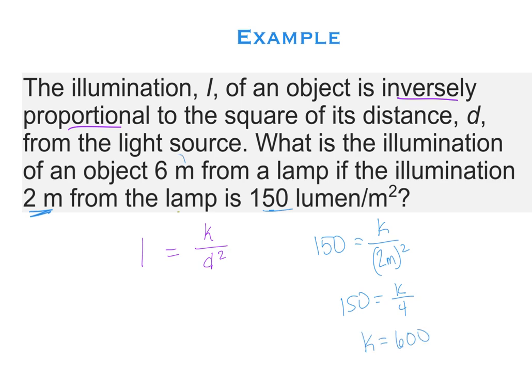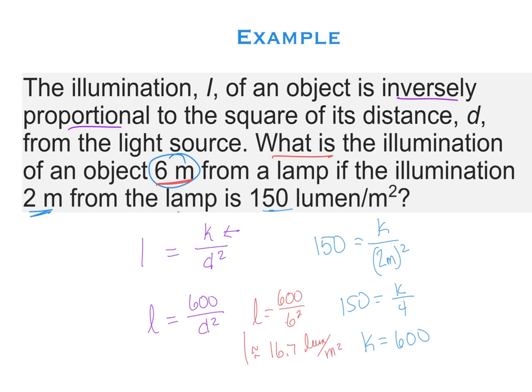Well, if we want to now find out the 6, we're just going to write our equation. We're going to say, well, our equation is I equals, now we know what k is, 600 over d squared, and we can find it for any distance. The distance they now want is, what is the illumination for 6? Well, plug it in. I equals 600 over 6 squared. And when you take that to one decimal place, you should get approximately 16.7 lumen per meters squared.